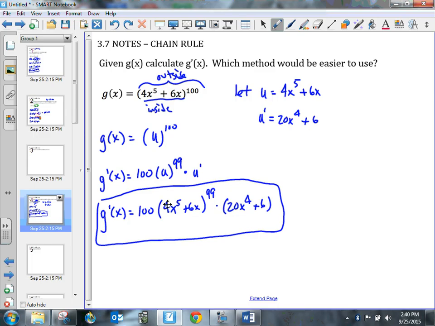This is unsimplified, but this is much easier than multiplying this binomial out 100 times, simplifying all your stuff, and then doing the power rule. This is much simpler.